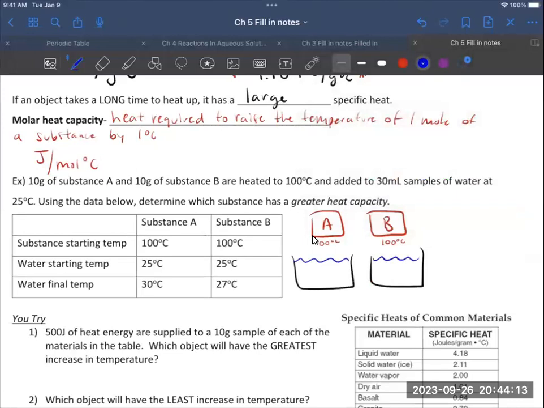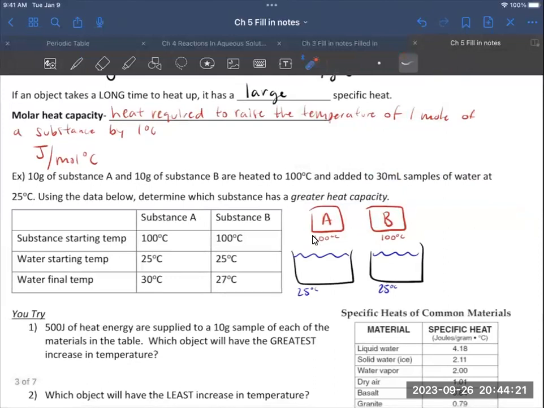Okay, so the same amount of water and the same temperature starting out. This one was 25 degrees Celsius. This one was 25 degrees Celsius. Now, let's take a look at what happens. Again, they both started out at 100. Our starting temperature was the same, 25.